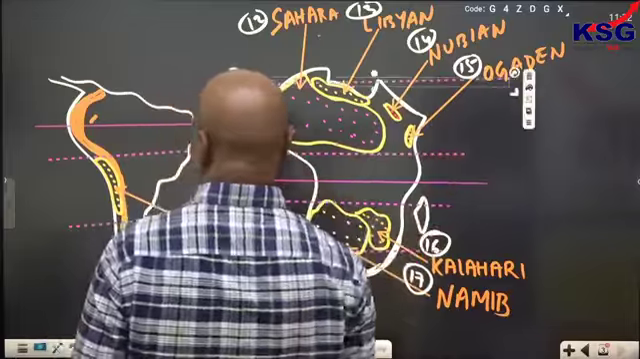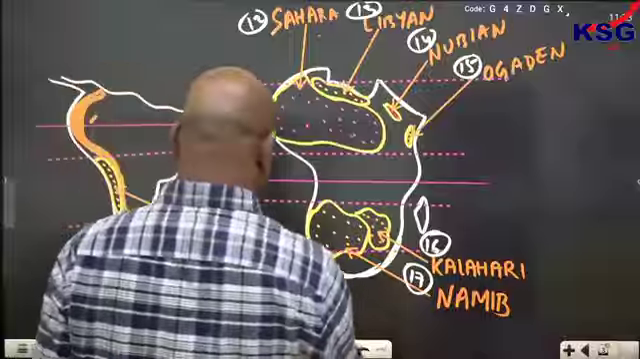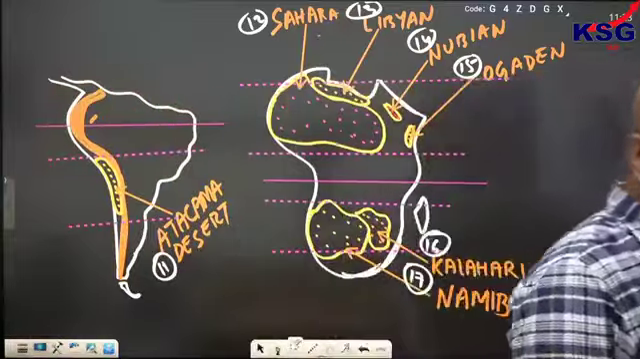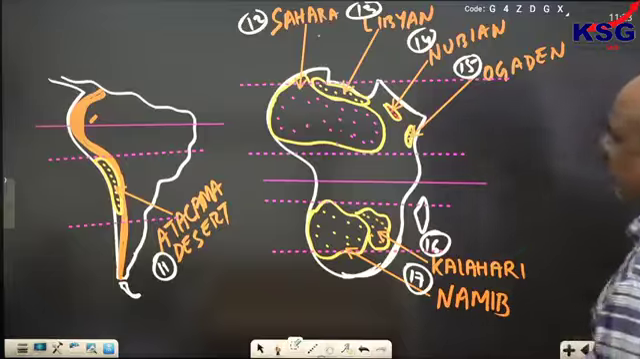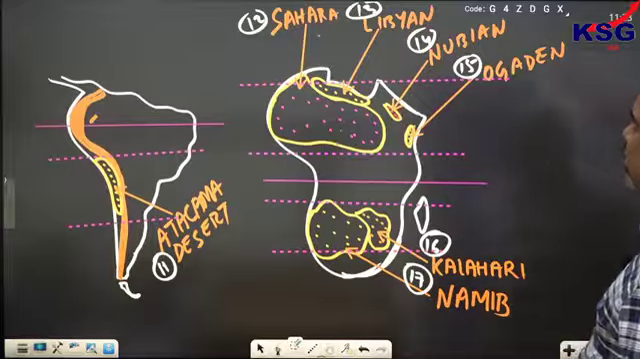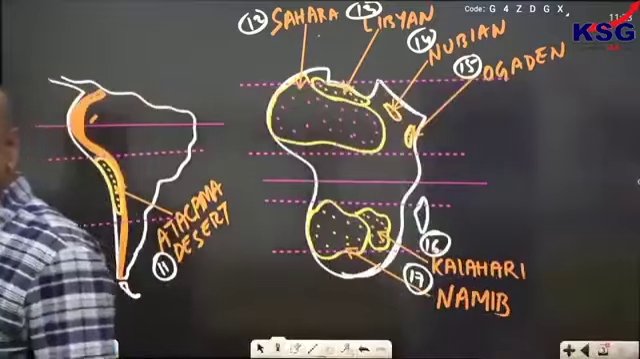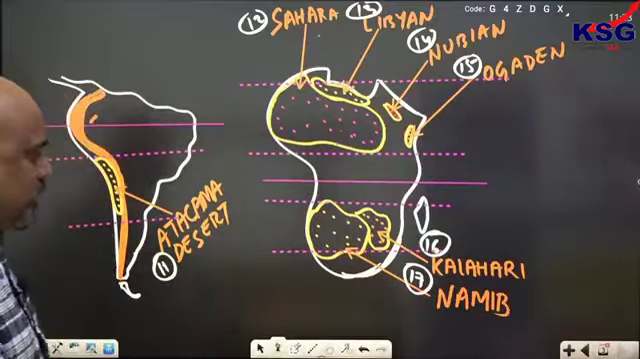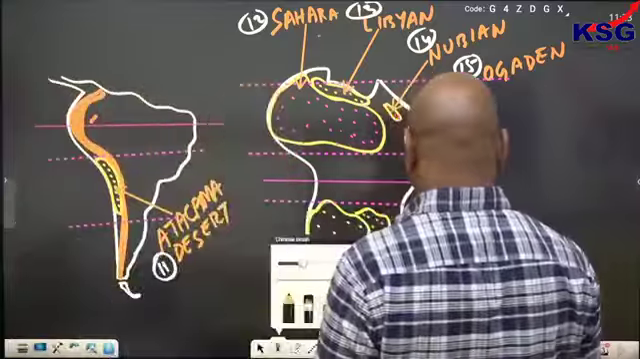Around 30 degree. You see, all these deserts are located between 10 to 30 degree. I have just given you some idea about the location of these deserts here: Atacama, Sahara, Libyan, Nubian, Ogaden, Kalahari, Namib Desert. Hope it is clear. Now let me draw another map of North America.